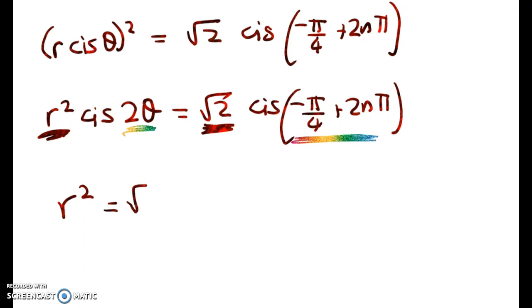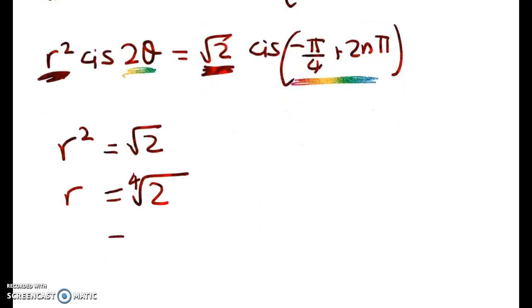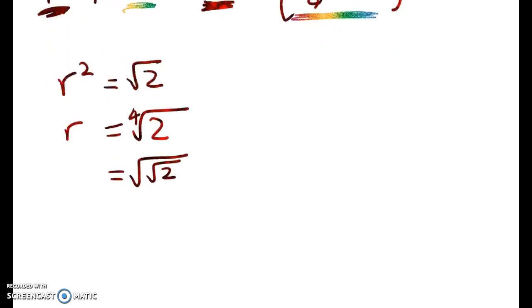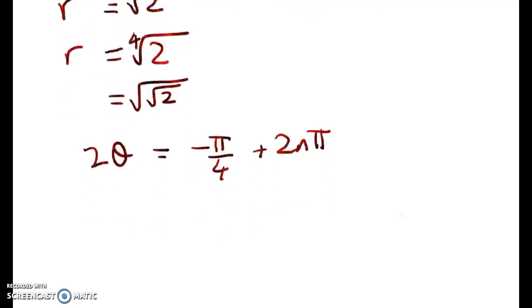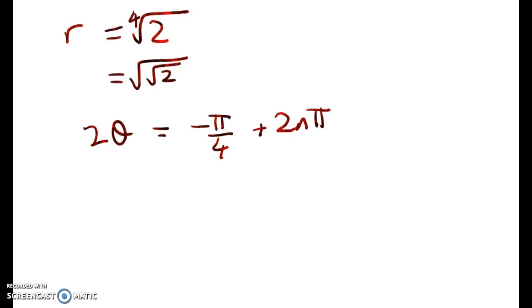So r squared is root 2, r must be positive, so r is equal to the 4th root of 2. Later on it's going to be useful to think of that as this. Not essential, but it's going to make it nicer. Now, what about my angle? Well, I've got 2 theta is equal to negative pi on 4 plus 2n pi. Remember, our goal is to work out r and theta, so theta is equal to negative pi on 8 plus n pi.